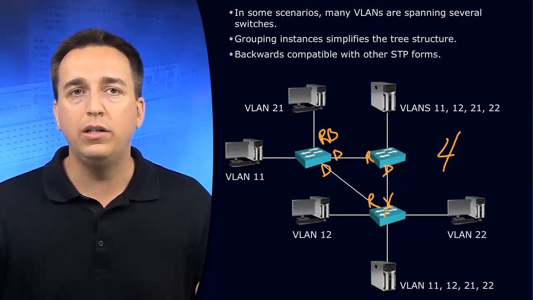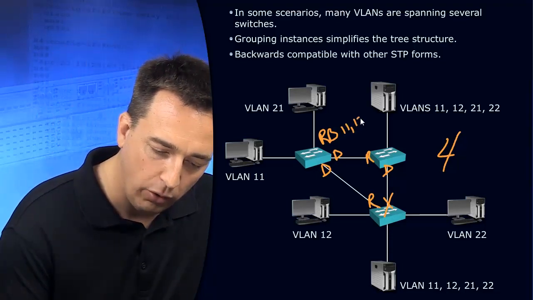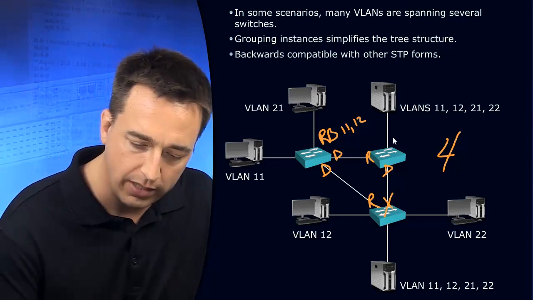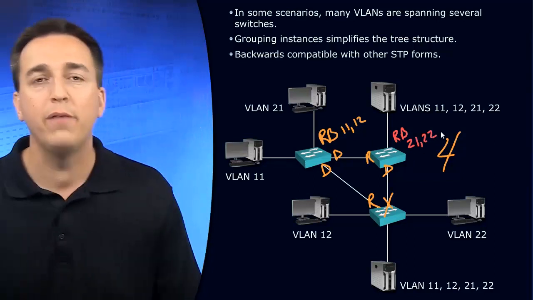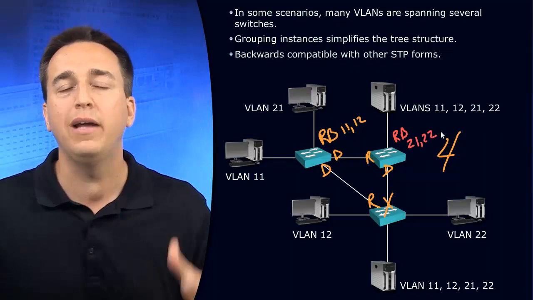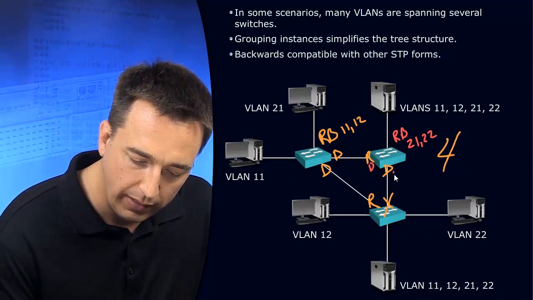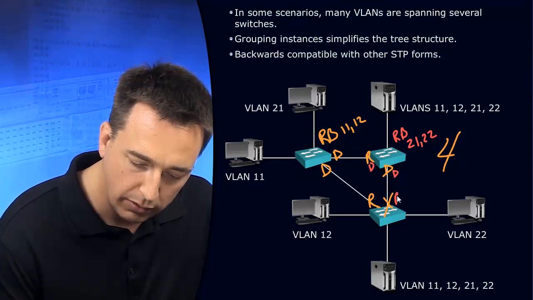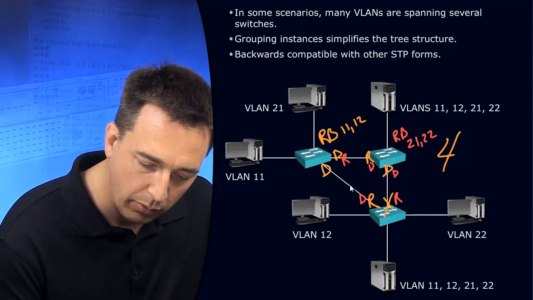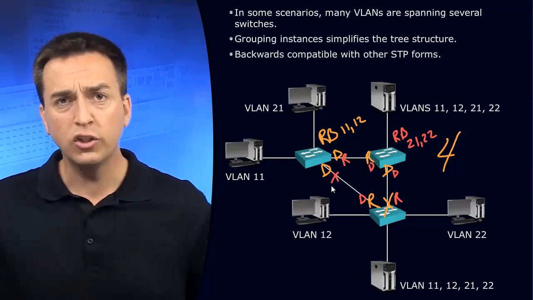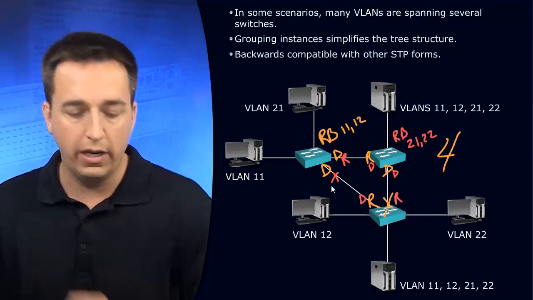Let's say, though, we decide to make our switch on the left-hand side the root bridge for VLANs 11 and 12 only, and the switch on the right-hand side the root bridge for VLANs 21 and 22. So now we have 2 different root bridges. We have manipulated the spanning tree topology. And in this case now, VLANs 21 and 22 will have these as designated ports. This is a root port. This is a root port. And let's say this ends up being the designated port, and this is the block port in this case. So that's the spanning tree topology that we would see for VLANs 21 and 22.